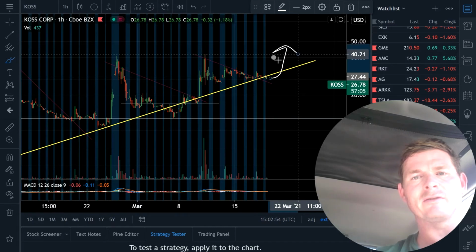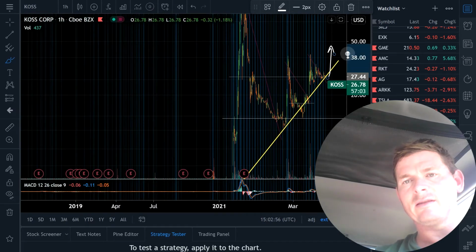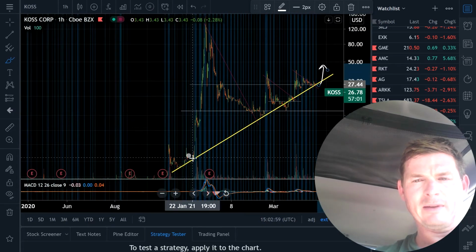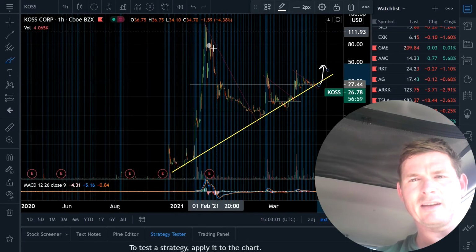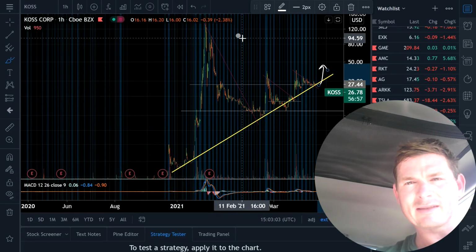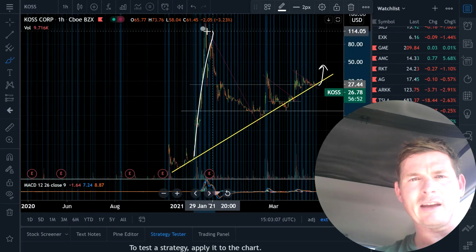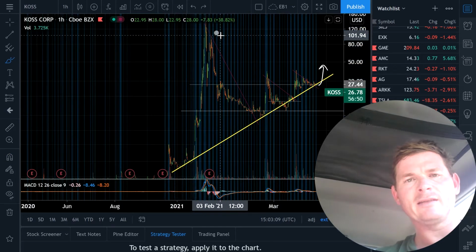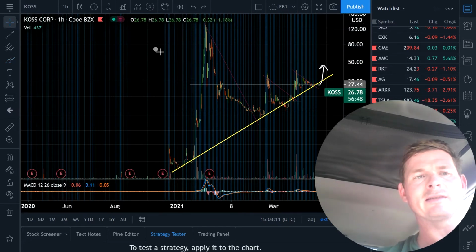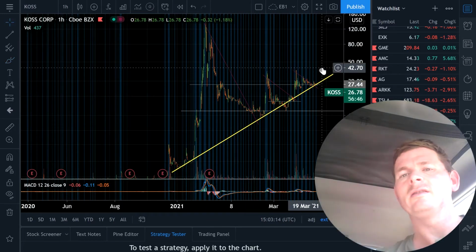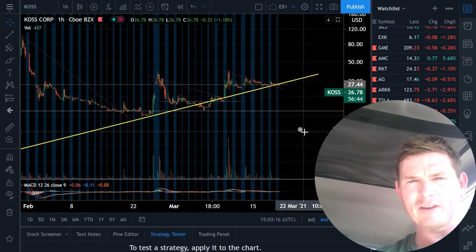I like this KOSS chart right now. I mean, this vertical move is insane. This went from $3 to 130 in like 2 days. That's insane. KOSS does not have call options. You have to just buy shares, which is fine.